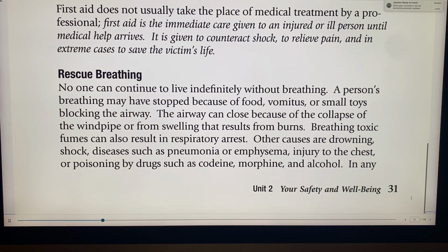So one of the first things we have to be concerned with in first aid is, of course, breathing. And we'll be talking here about rescue breathing. Breathing can stop for multiple reasons. It can result from a collapsed windpipe, from burns, from breathing toxic fumes, from choking on small toys blocking the airway of kids, an injury to the chest, or poisoning by drugs such as codeine or morphine or alcohol. All of these can stop breathing. Getting electrocuted can stop breathing. So there are multiple things that can stop a person from breathing, and that's why we have to be concerned with how to do rescue breathing.